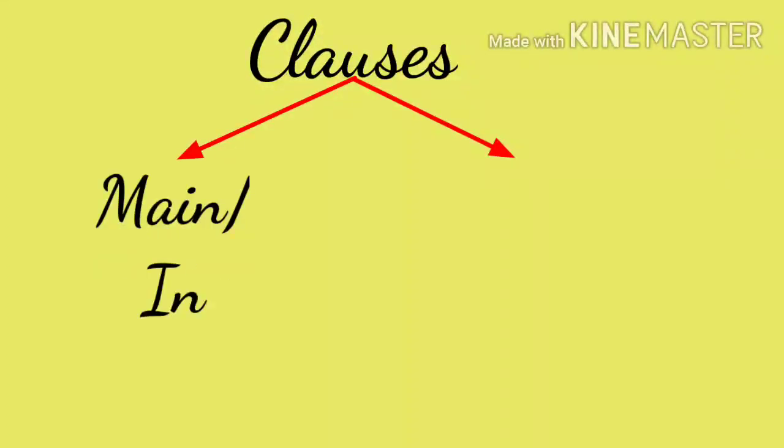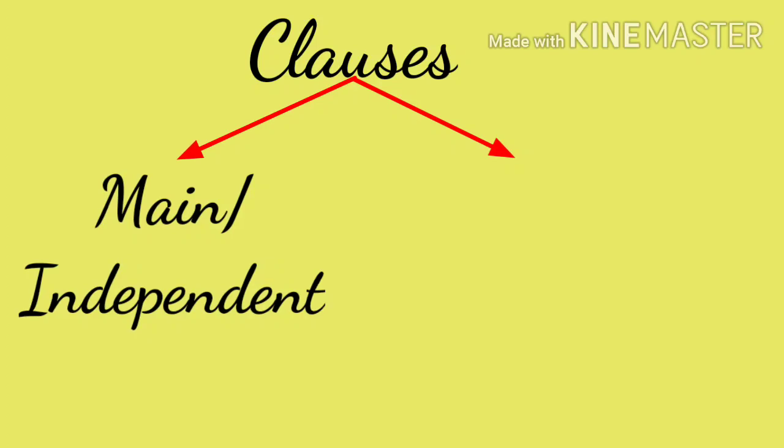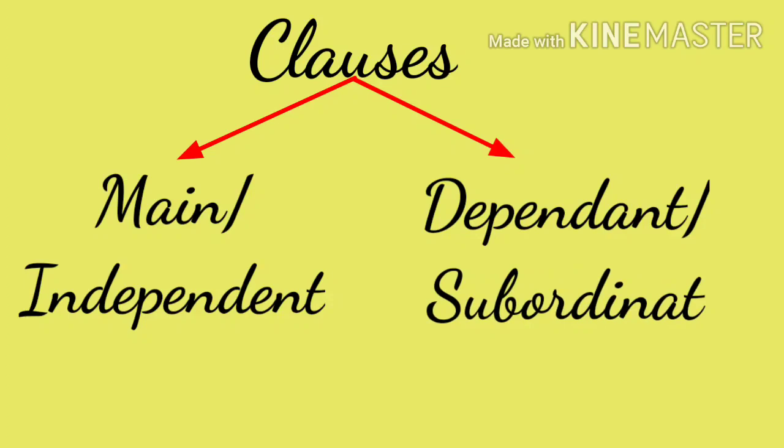Now let us understand the clause in detail. If we make a broad division of the clauses, clauses can be of two types. The main clause, or we may call it the independent clause, and the other clause is the dependent or the subordinate clause.